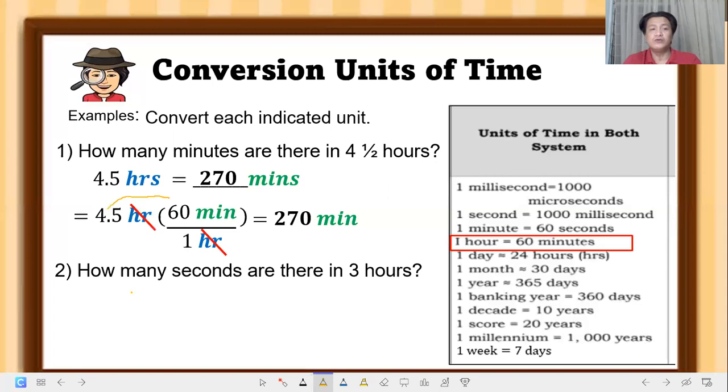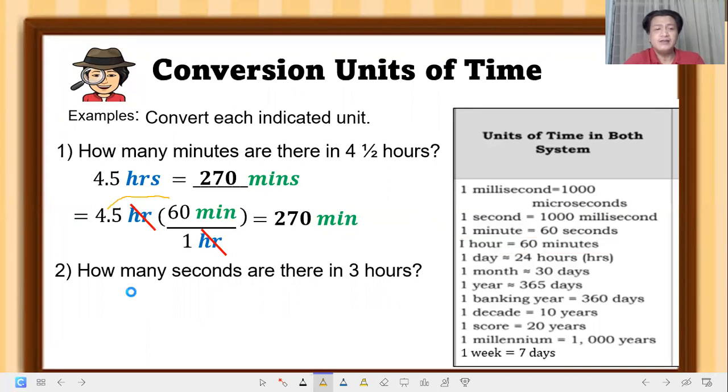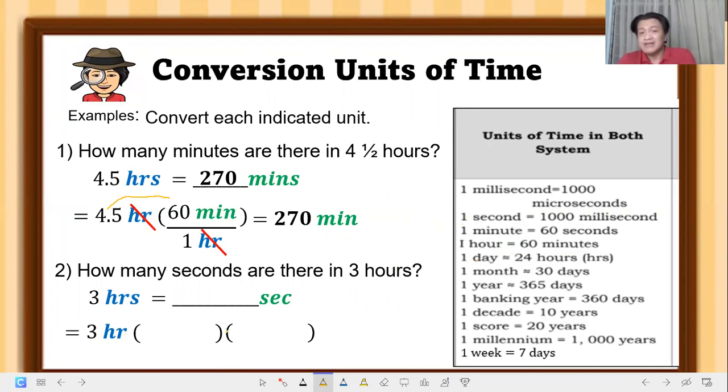Okay, let's have number 2. How many seconds are there in 3 hours? So, let's rewrite it first. Okay? And then you are going to write the dimensional analysis. But take note, from hours, we will convert to seconds. That means we will use two conversion factors, because we cannot go directly from hours to seconds. Which one will we use? Okay, first, you need one with hours, because we are going from hours to seconds.